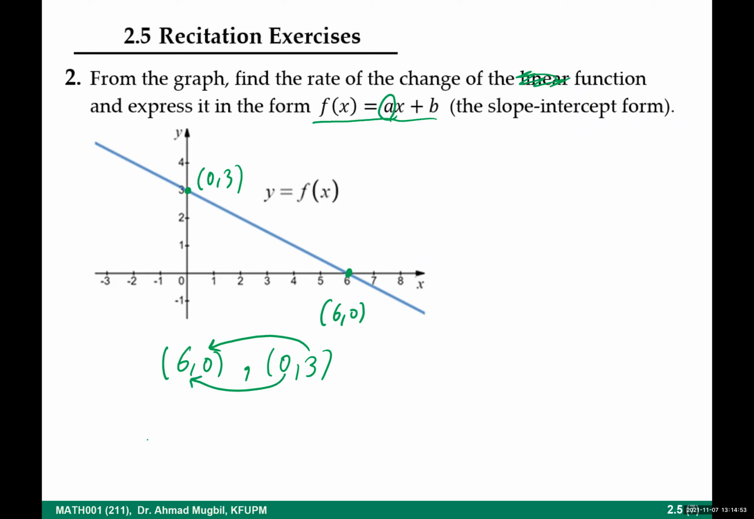Now write it in the standard form. You need to find what? B. So now B is what? When x is 0, you will have B. So it is in fact 3. So you have A, you have B. So our function f of x will be, here it is, negative half of x plus 3. These are some solved exercises, easy ones, and that's it. This is 2.5. We just need to practice more by solving some recitation exercises.